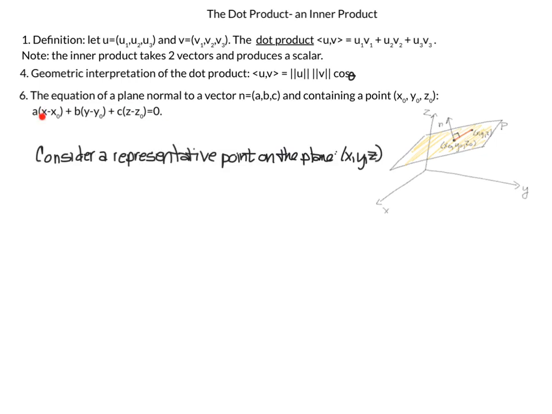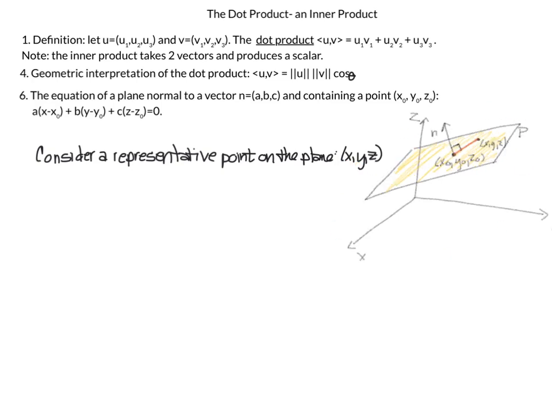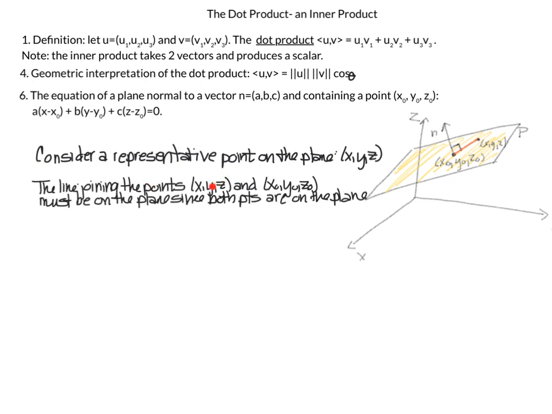To develop this formula, I'm going to start by considering a representative point x, y, z on the plane. I'm also going to enlarge my picture, and here's my point x, y, z. Again, this is just some representative point. I could have drawn it anywhere, but I chose to draw it here. The line joining the point x naught, y naught, z naught, the point that we're given that's in the plane, and x, y, z, our representative point, must also be on the plane since both points are on the plane.